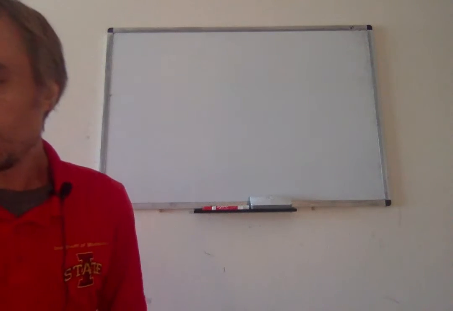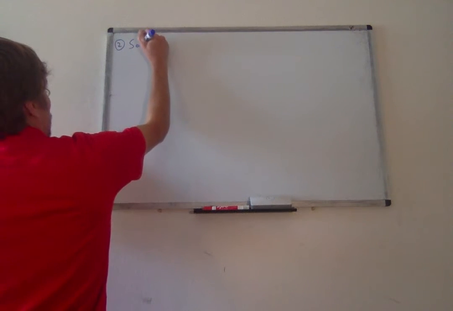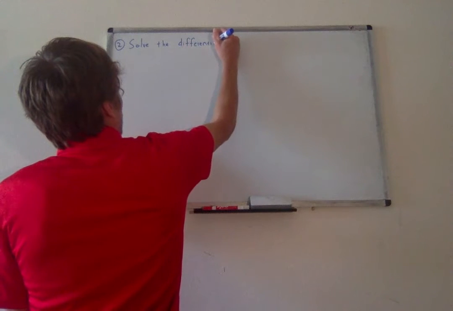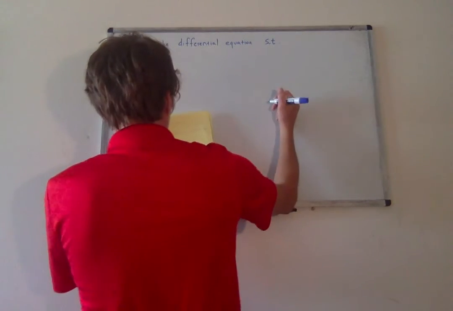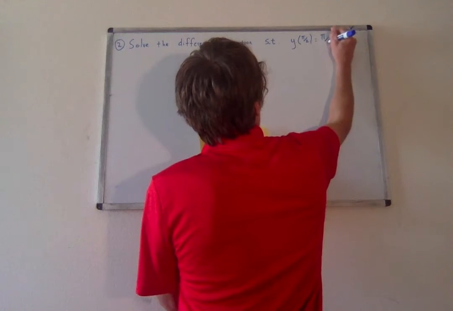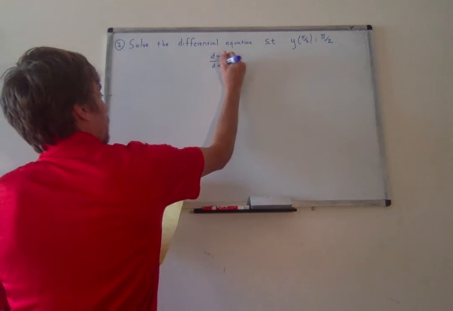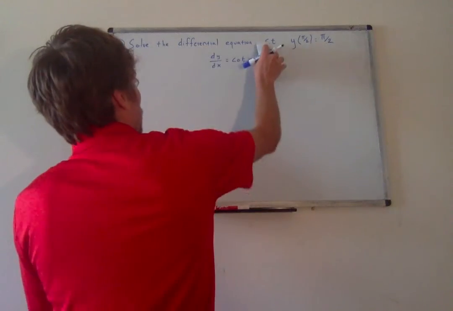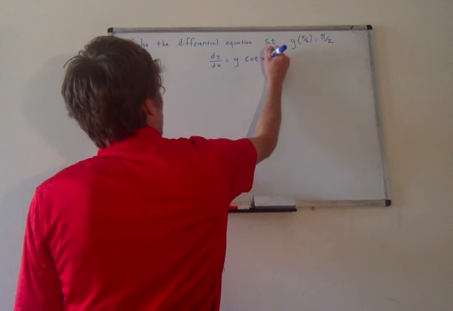So now I'm going to do problem number 2 from this worksheet. This asks us to solve the differential equation subject to the initial condition, y of pi over 2 is equal to pi over 2. And the differential equation we're given is dy dx is equal to... or sorry, not dx, just... dy dx is equal to y times cotangent x. Sorry, I'm getting a little bit ahead of myself.